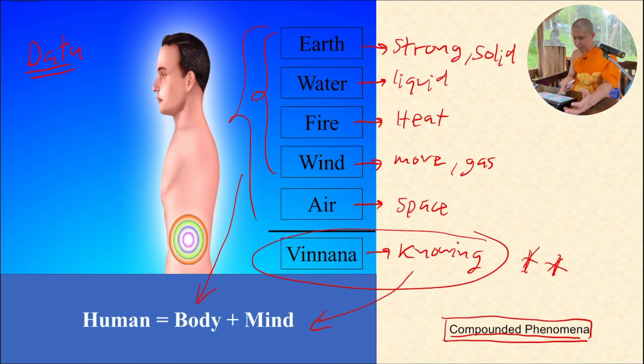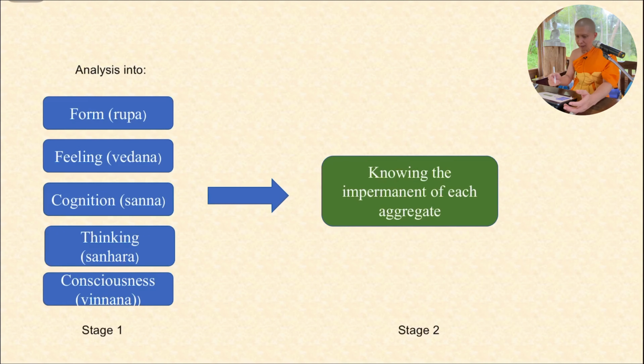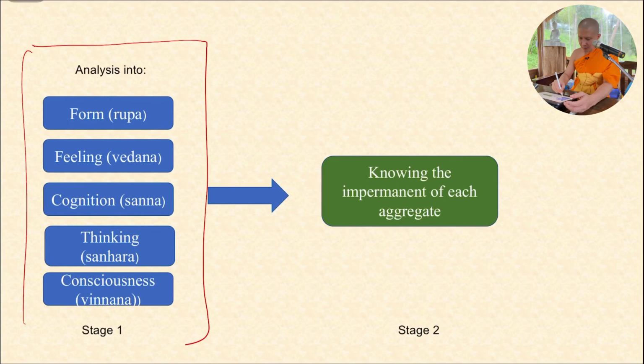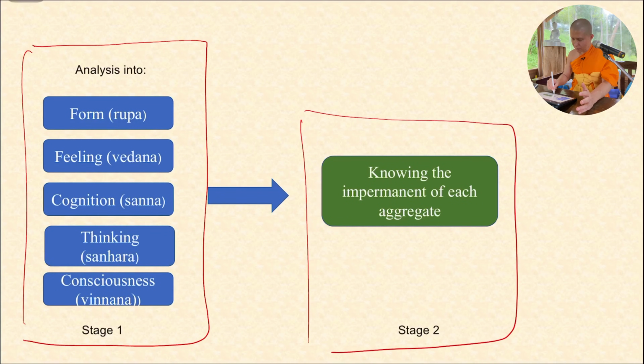Okay, the first step: we will analyze what the 5 aggregates are. What is form, what is feeling, what is memorizing, what is thinking, and what is consciousness. And the second phase, I want you to understand how each one of these is considered impermanent. That's the goal. We have gone through form already. Simply, form is something we can see, we can touch, something tangible, and it is breakable. That's why we call it form.